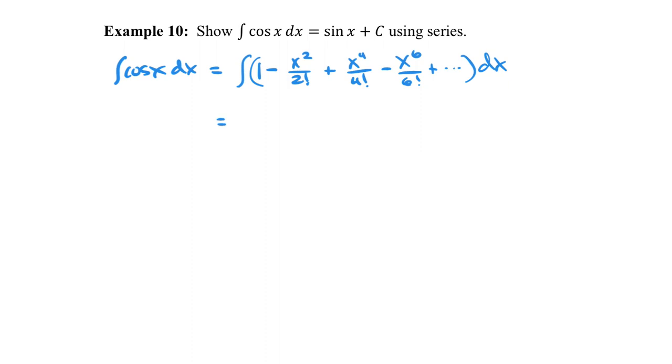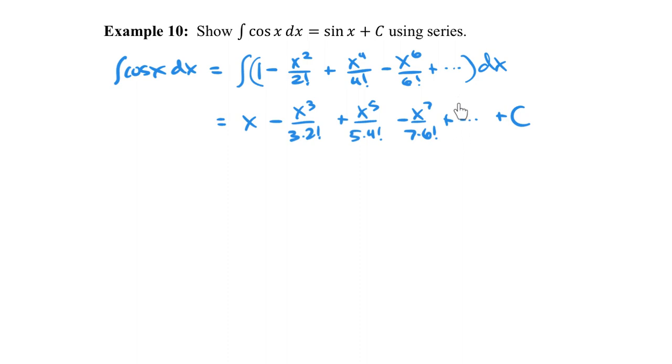So it's a really easy integral. So you get x minus x cubed over 3 times 2 factorial, plus x to the 5th over 5 times 4 factorial, minus x to the 7th over 7 times 6 factorial, plus dot, dot, dot. And then, of course, we've got a plus c, because this is an indefinite integral. So the answer is going to be a function plus c, right? If it were a definite integral, then we wouldn't put the plus c.